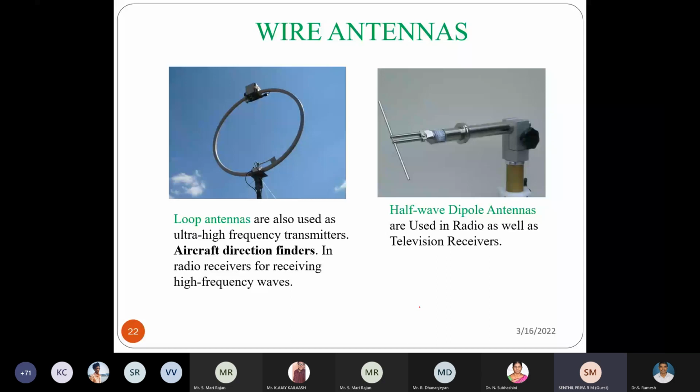We go for wire antennas in loop antenna systems. It is used for aircraft directions, where the aircraft is traveling. It is also used in ultra high frequency transmitters, radio receivers and high frequency waves. Again, the half wave dipole is used in radio as well as television receivers, where we have the wired system. The loop antenna as well as the half wave dipole antennas are used for receiving sides. Then the reflector antenna.